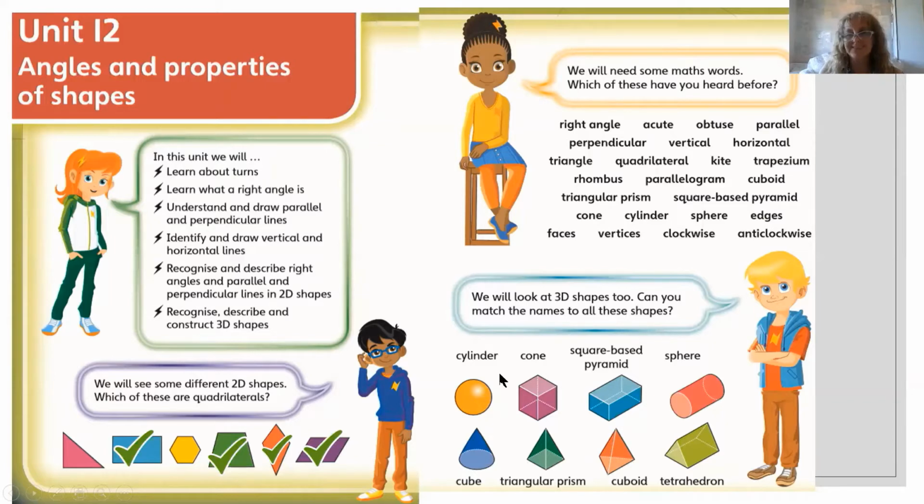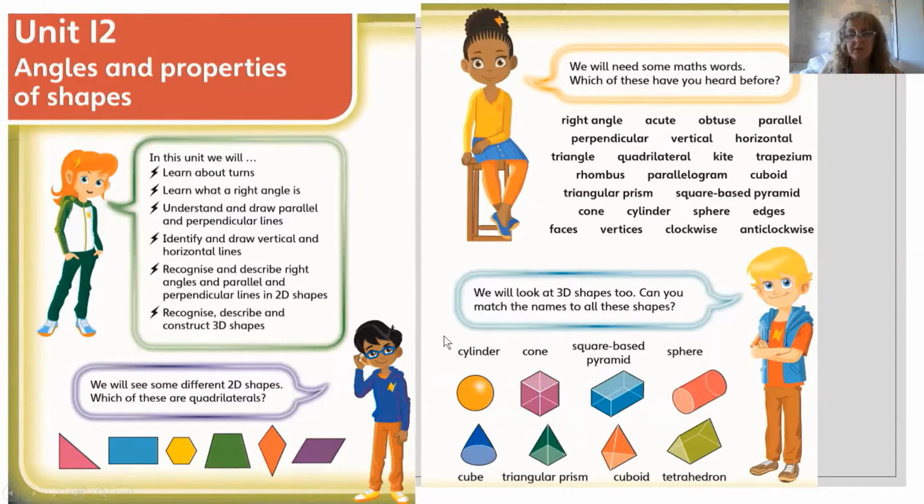Shall we have a look where the cylinder, where do you think the cylinder was? Did you get it right? What about the cone? I was thinking of an ice cream cone. What about my square-based pyramid? And what about my sphere? So which ones are left then? Shall we have a look at the ones on the bottom?